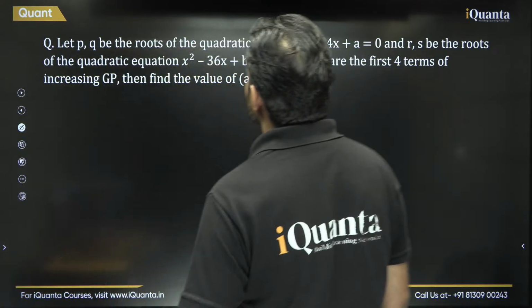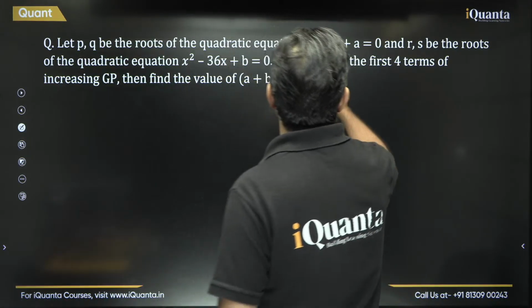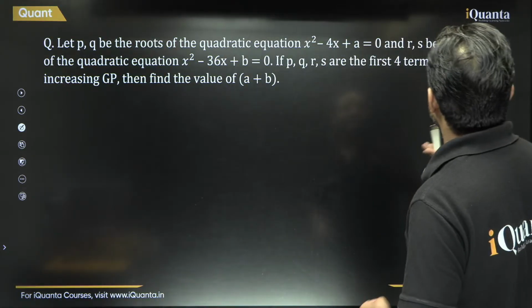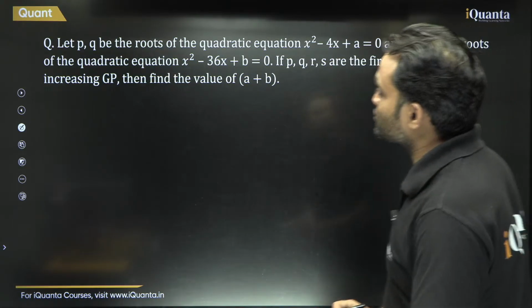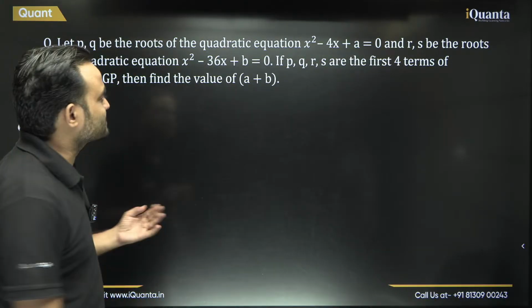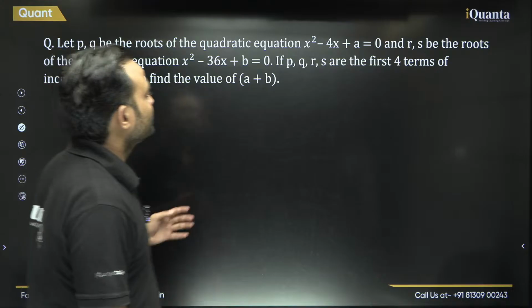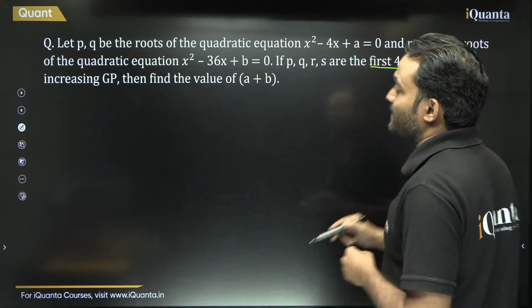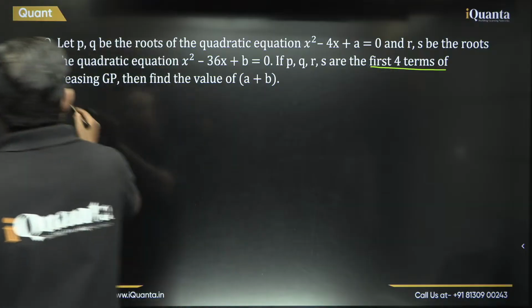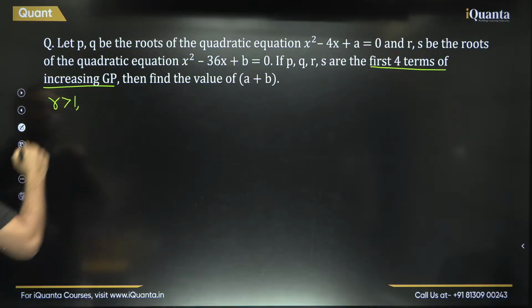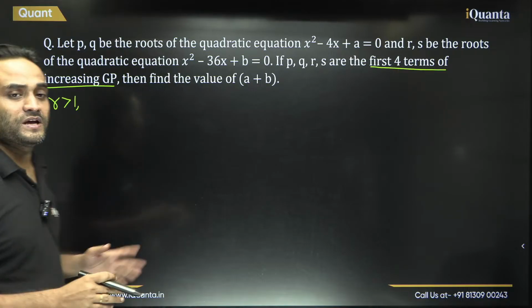Let P, Q be the roots of the quadratic equation x square minus 4x plus a is equal to 0. And R and S be the roots of the quadratic equation x square minus 36x plus b is equal to 0. If P, Q, R, S are the first four terms of an increasing GP, increasing GP means the common ratio is greater than 1, then find the value of A plus B.